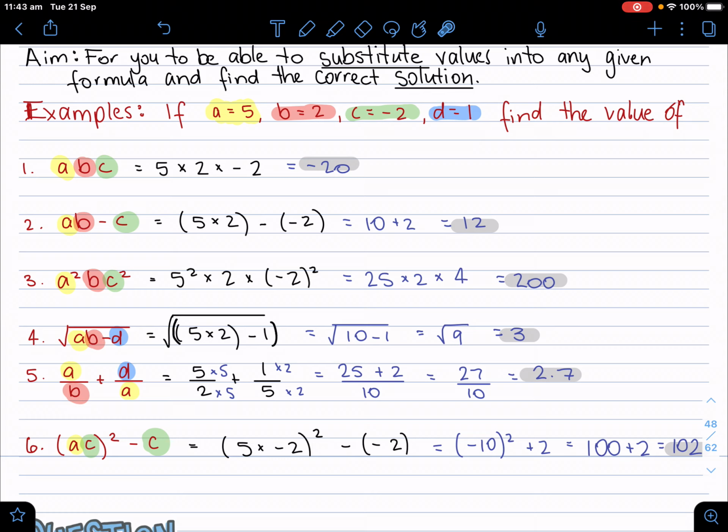The last example says A times C, and that whole answer squared, minus C. So A is 5 and C is negative 2. So 5 times negative 2 is negative 10. So negative 10 squared, and then minus minus, because you have minus C, minus negative 2 becomes a plus. So negative 10 squared is 100, plus 2 is 102.